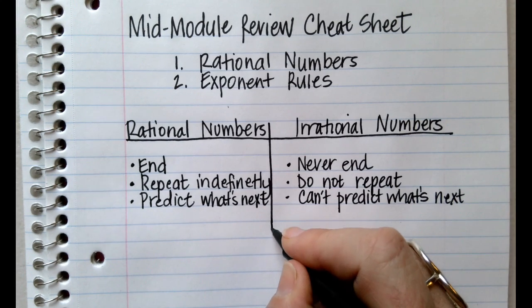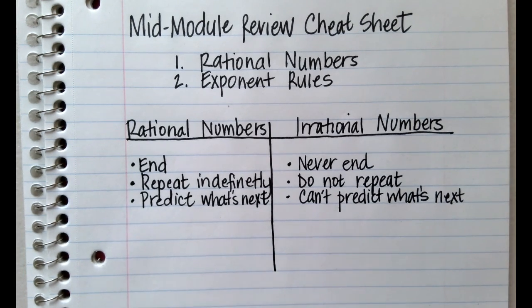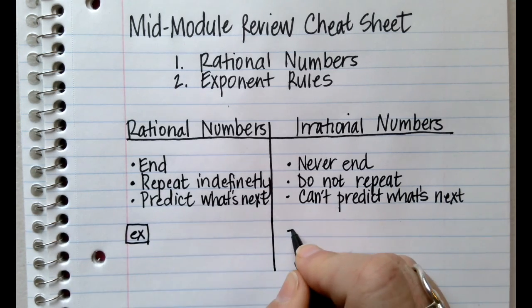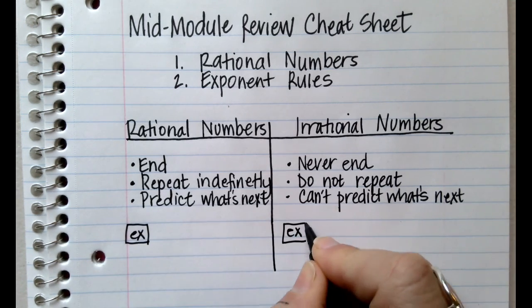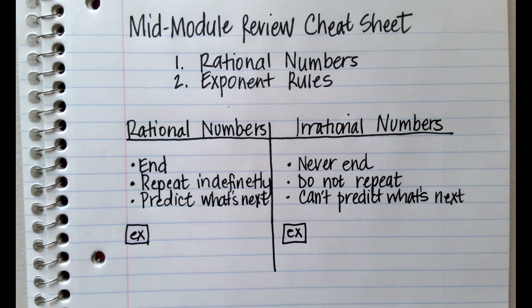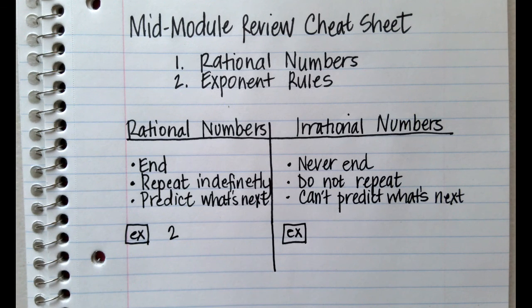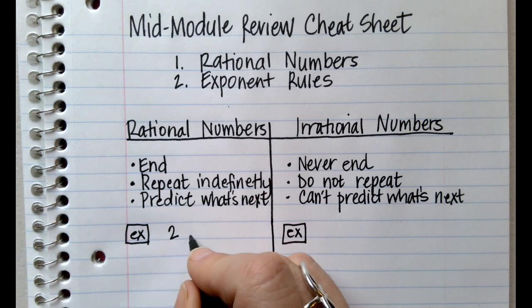So I'm going to extend my T-chart just a little bit so that I've got a little space here to put some examples of both of these types of numbers. So let me start with rational numbers. A rational number that ends would be like the number 2, right? I know what it means. It's ended. It's not going on forever. Game over.